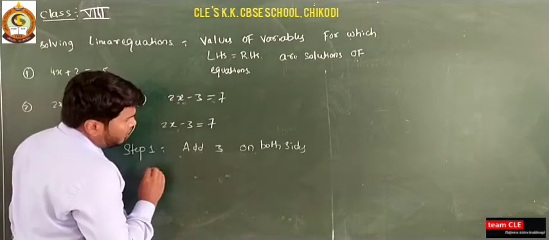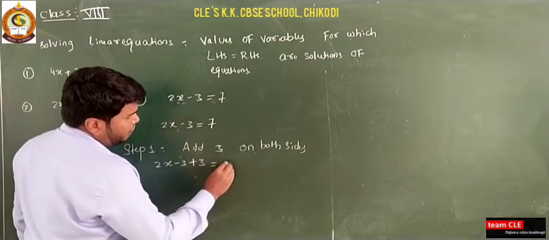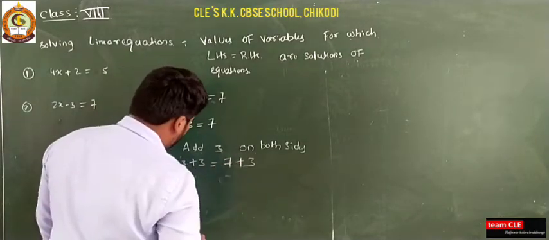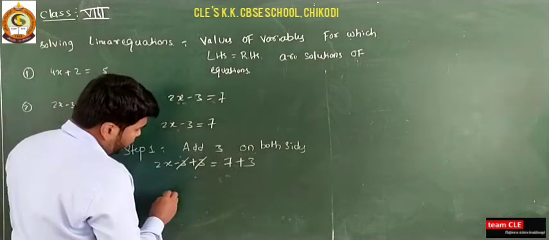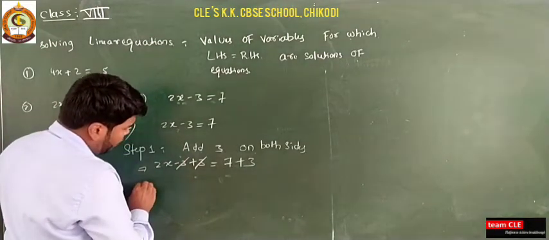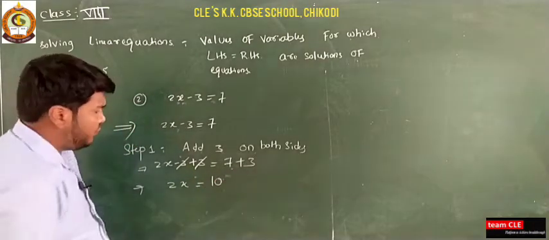If I add 3 on both sides, that is 2x minus 3 plus 3 which is equal to 7 plus 3. Minus 3 plus 3 get cancelled, so the remaining is only 2x, which is equal to 10. 7 plus 3 is equal to 10.